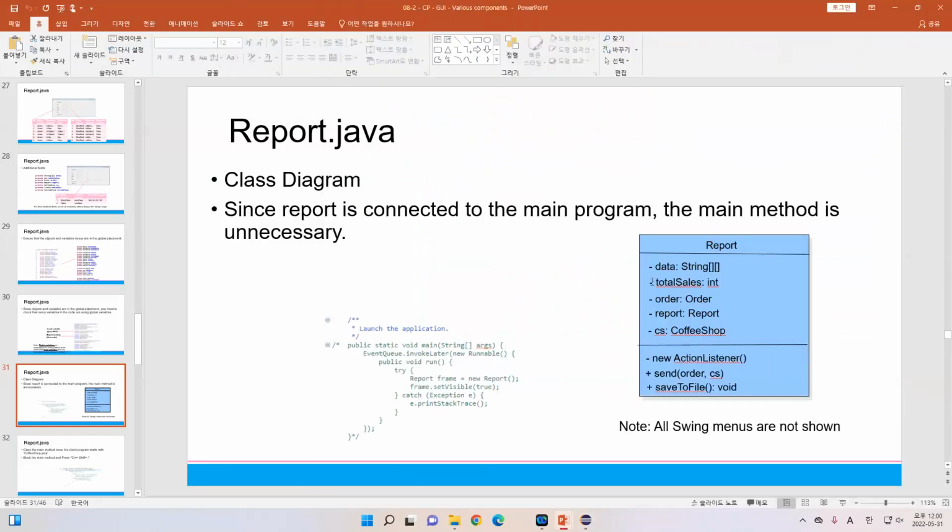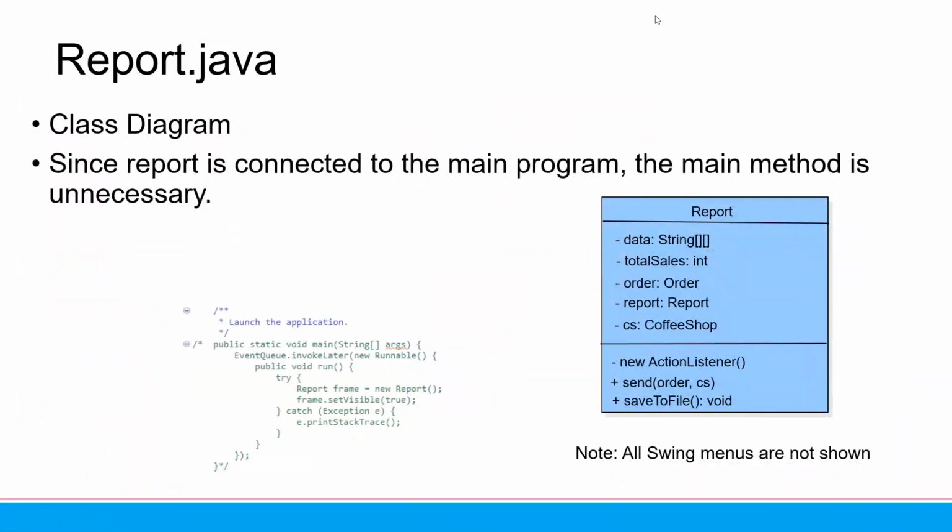So the total fields and methods will be something like this. We will have the data, which will be a string with 2 dimensions. And then we have the total sales, which is an integer data type. And I have order, I have the report, and I have the coffee shop object.